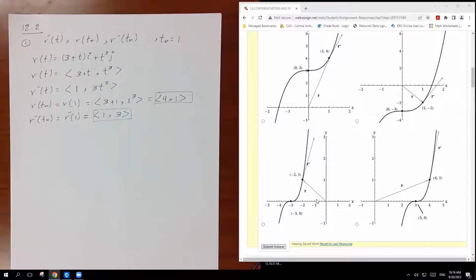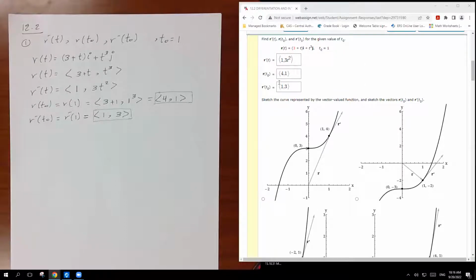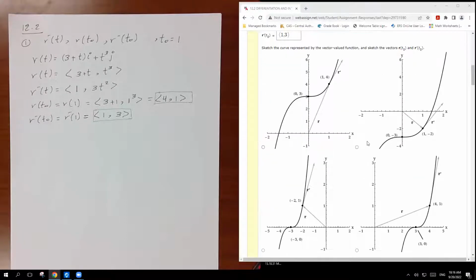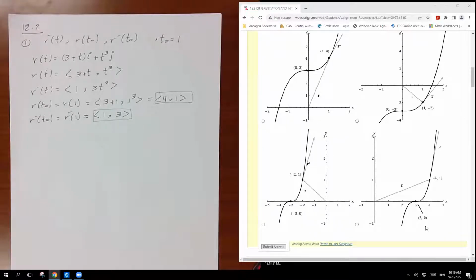But check this one is the right one. If you look at this one, the vector r of t is negative 2, 1. This is wrong. The vector r of t is 4, 1, so this is wrong because we depend on r of t, which is 4, 1. This one is 1, negative 2. This is 4, 1, and then the derivative is going to start from this one as an origin point. Then you go 1 to the right and 3 up, and that's why it keeps going up. So this is the right choice.